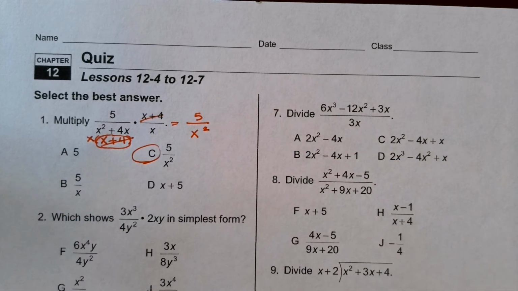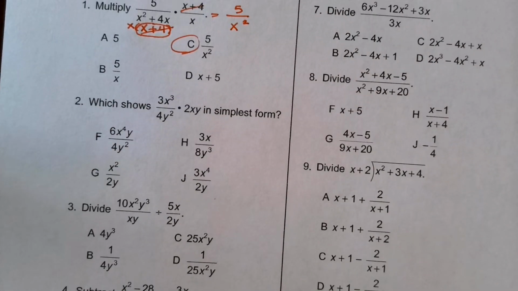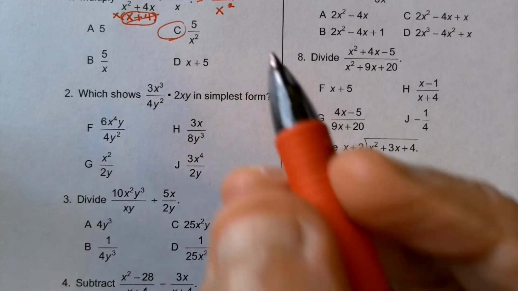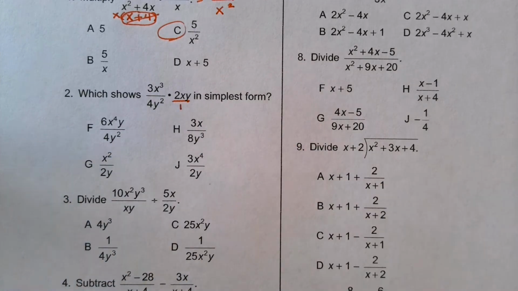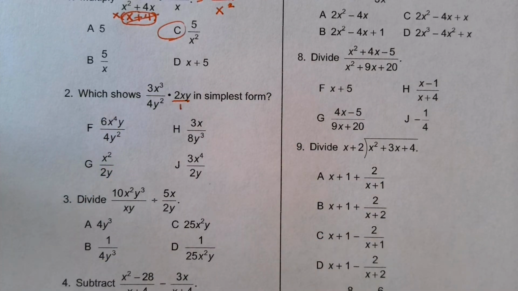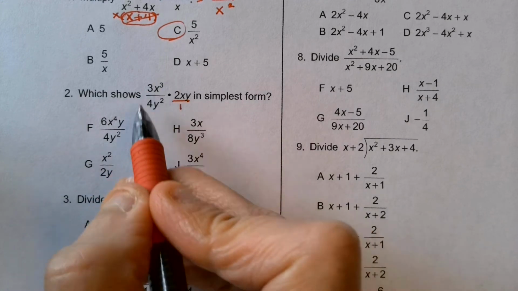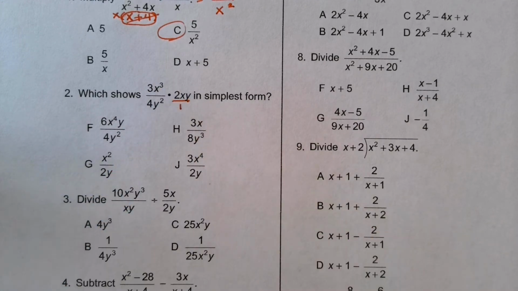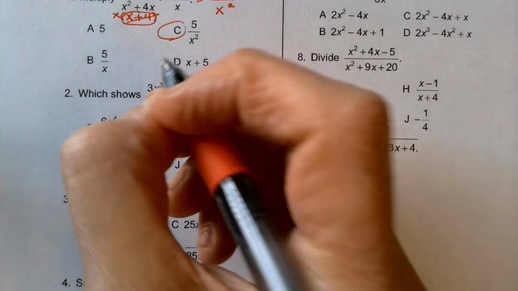My answer is C. Number 2, simplest form. All right, remember this is over 1. So we are just multiplying, so anything on the top can reduce with anything on the bottom. So you can do it two ways. You could either just start canceling, or you can multiply and then cancel. I'm just going to start canceling.